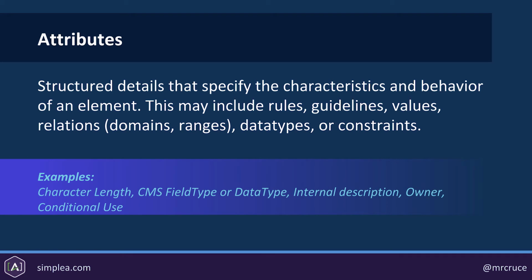Attributes are the structured details that specify the characteristics and behavior of an element. So this can include the rules and guidelines and values, relations, which can include domains and ranges, data types or constraints related to an element. An example would be character length, or the CMS field type or data type, or an internal description, or owner, or conditional use scenarios. All of those things are part of the overall attributes related to a particular element.